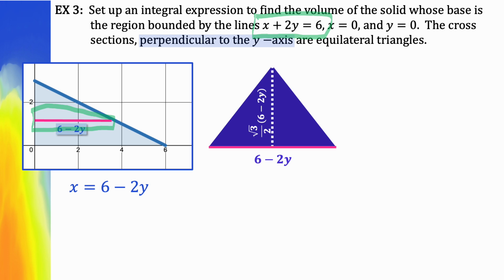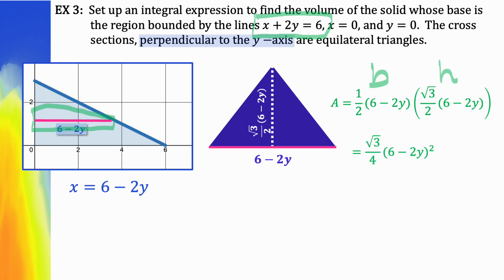The area of my triangle is 1/2. There's the base, there's the height. Clean that up and you get root 3 over 4 times (6 minus 2y) squared. Now we're going to have to integrate that, and if we're working with the y-axis, that means our bounds of the integral are going to be our y bounds. So that's going to go from 0 to 3, and we can pop in our area.